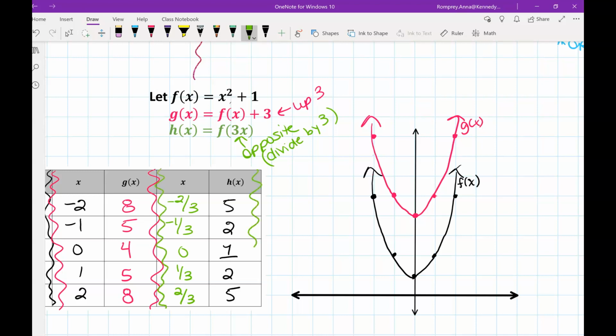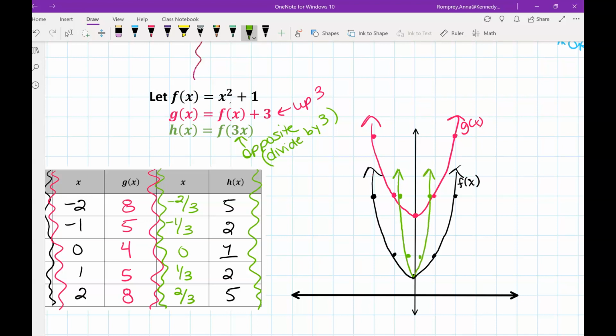All right, so here's all my green, my h of x. So -2/3, 5. Look at this point. We're bringing it way in here. And then -1/3, 2. So I'm shifting that point in as well. Notice 0, 1 did not change. Oh, wow, that got skinny. Okay, so now let's do the other side. 1/3, 2. So again, that came in. This one came in.